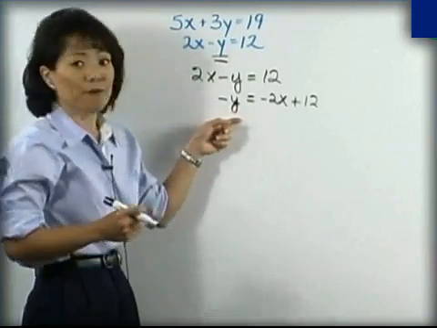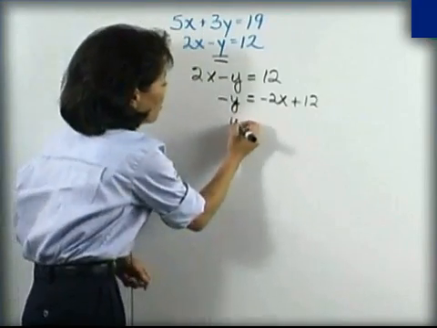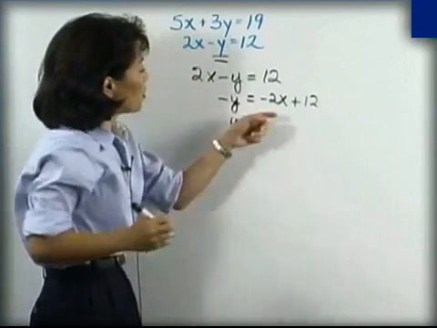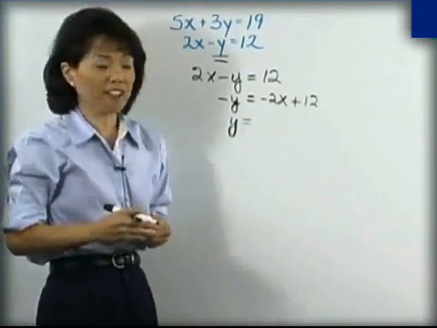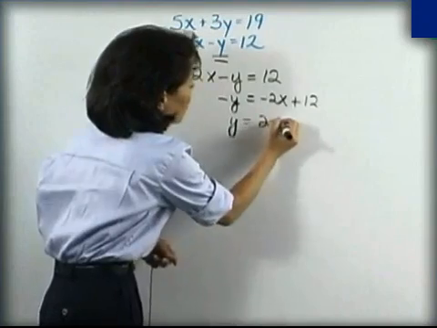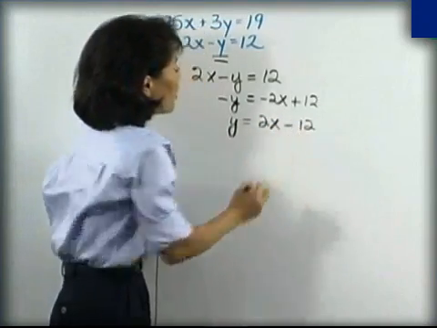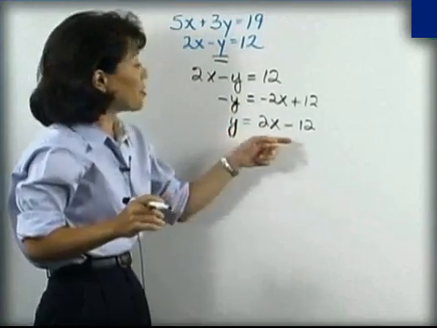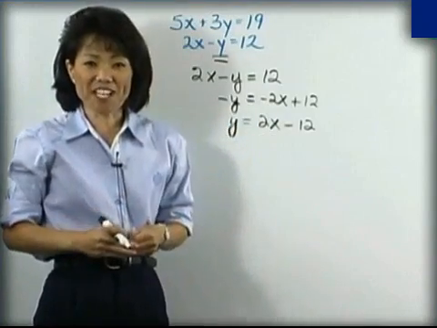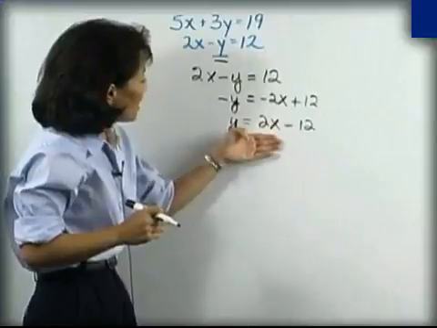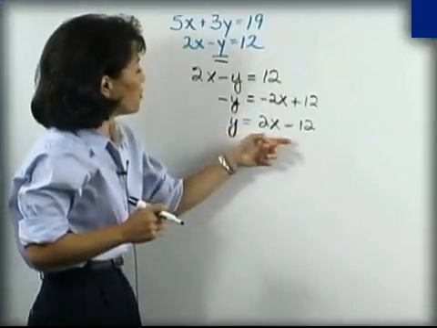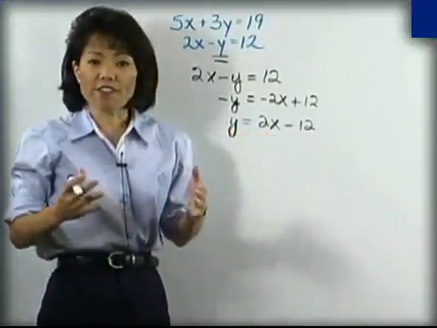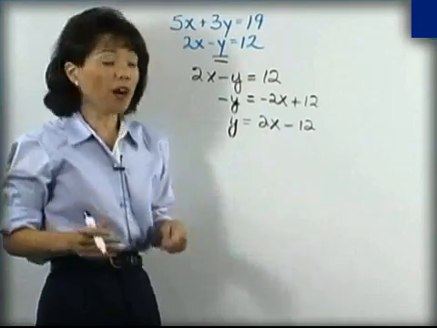Multiplying the left-hand side by negative 1, I get positive y equals, multiplying both these terms by negative 1 gives me 2x minus 12. So what did I do to solve for y here? I multiplied both sides of the equation by negative 1. Now that I did that, notice I have y equals 2x minus 12. I've solved my second equation for y.